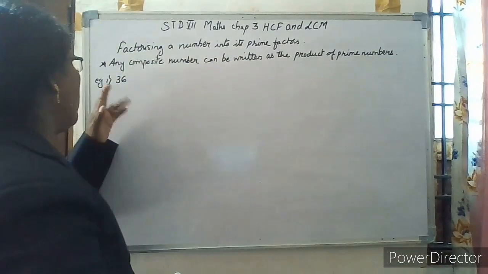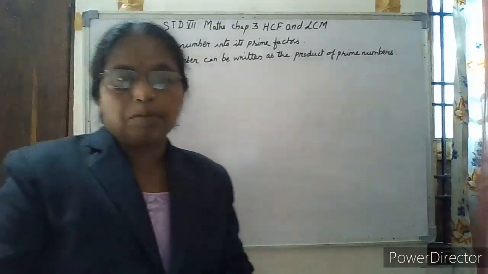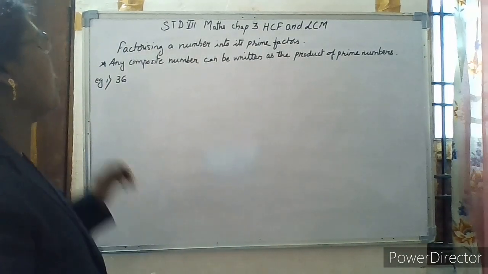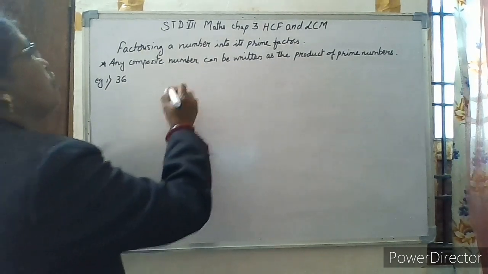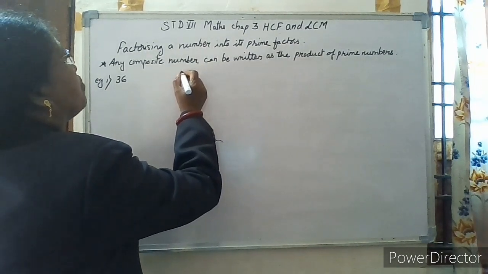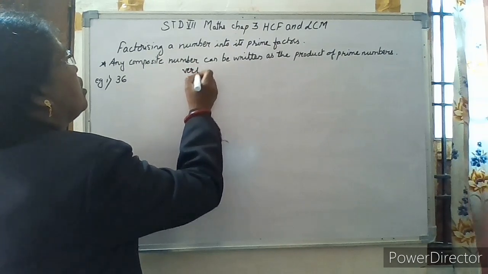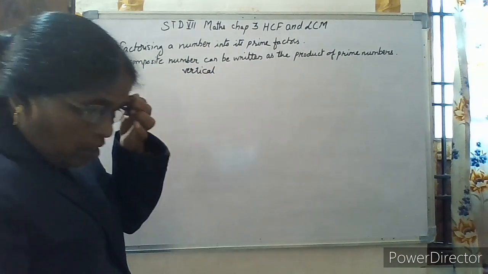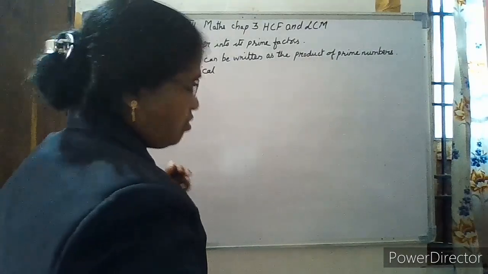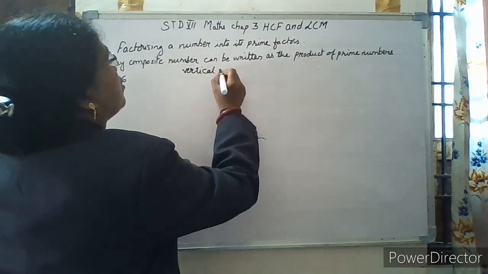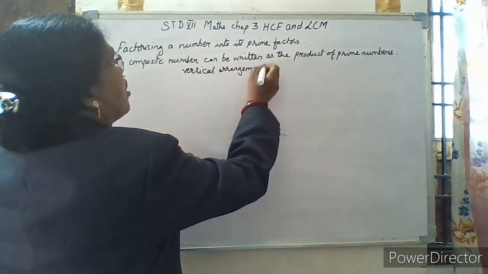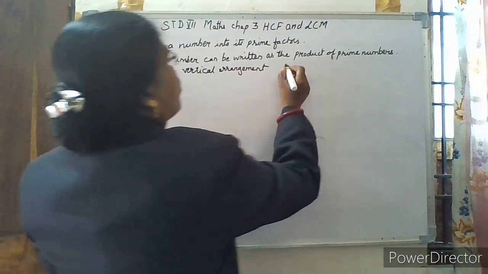See, for example, here 36. Number 36 is given. This is a composite number. Now we'll factorize this. There are two methods, that is vertical factorization and horizontal factorization. So, vertical arrangement and horizontal arrangement.